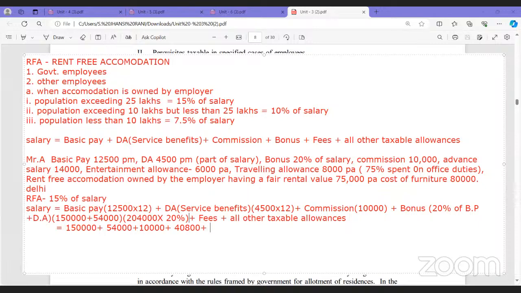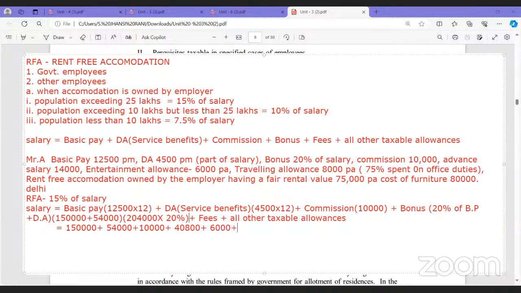Now, plus fees. Look at the question. Fees is not there, so I'll not write. When there is no such item, we will not write. Next, all other taxable allowances. Look at here, what are the allowances given to us? We have entertainment allowance. It is fully taxable. So 6,000.